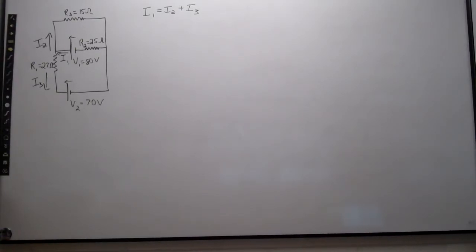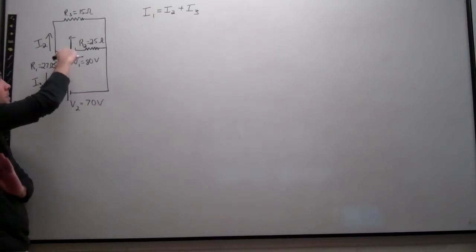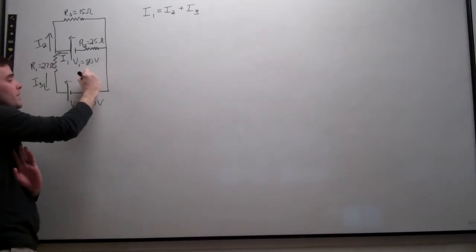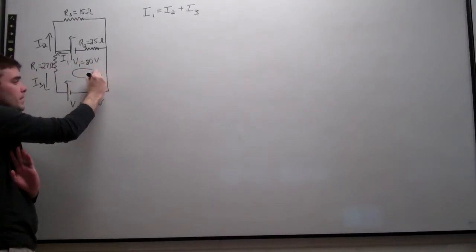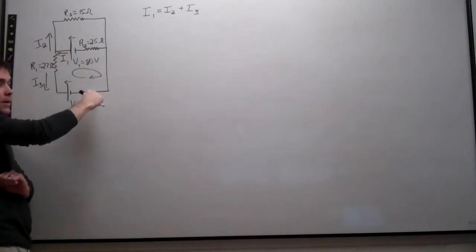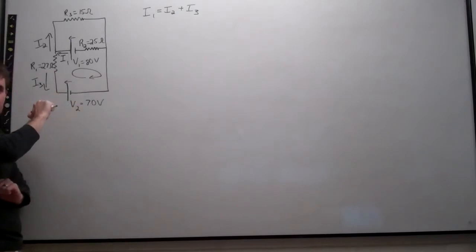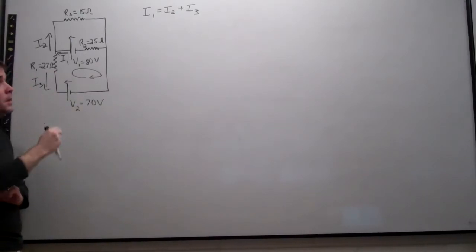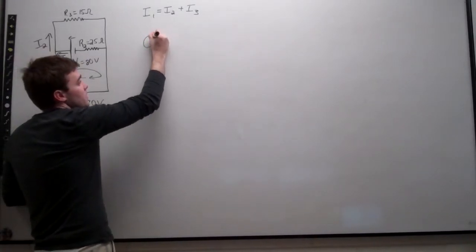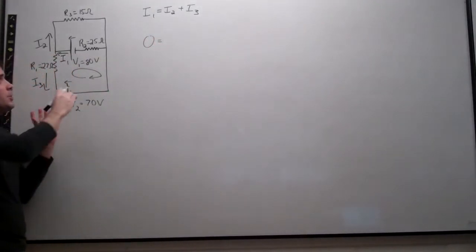Okay, now I'm going to do the loop part of it. I'm going to do this bottom loop right here, around here. I'm just going to draw a little circle, going like that. So we're assuming our loop is starting here and going around clockwise. Does that make sense to everybody? So to do the loop portion of it, we do 0 equals. Then we go through each part of that loop.